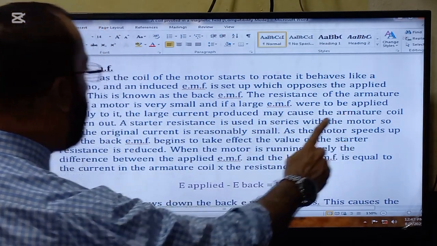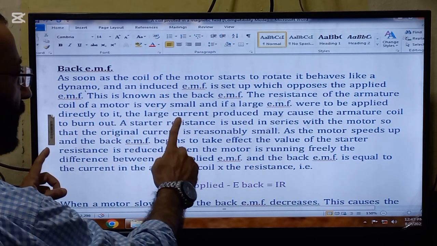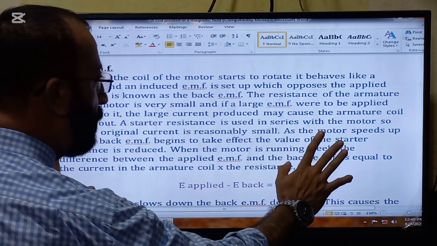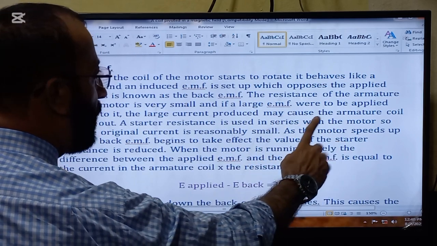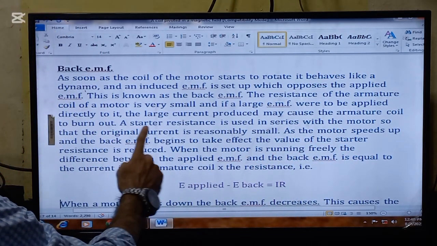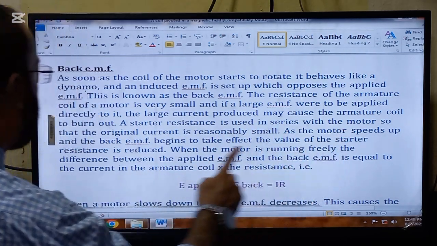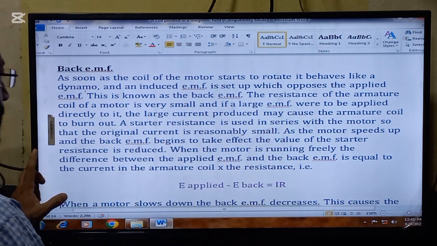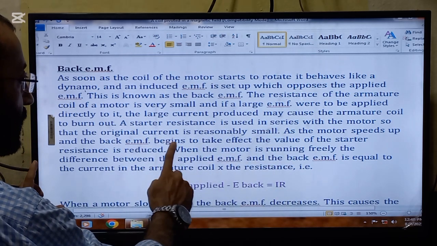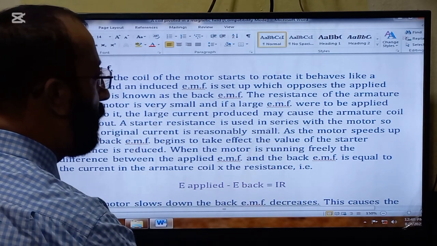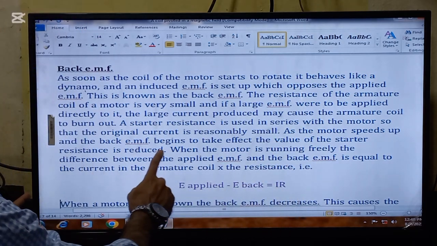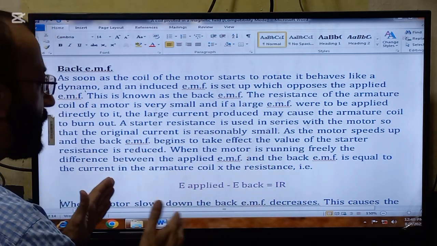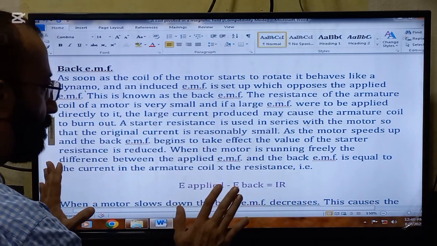The resistance of the armature coil of a motor is very small. If a large EMF were to be applied, so this is a very important point, if a large EMF were to be applied directly to it, the large current produced may cause the armature coil to burn out. So this is the reason we cannot apply the large EMF. A starter resistance is used in series with the motor so that the original current is reasonably small. So the original current should be reasonably small so that it cannot be burned out.